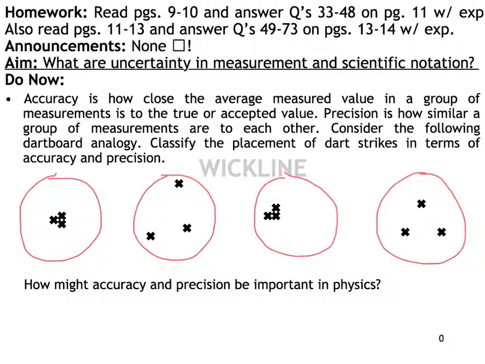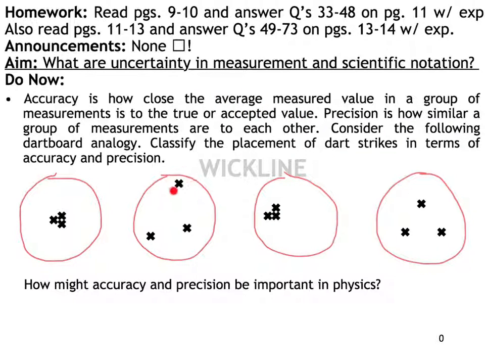Accuracy and precision are actually not really the same thing, even though we use them very similarly in real life. Accuracy is how close the average measured value in a group of measurements is to the true value. If you use a dartboard analogy, then these three darts right here in the center of the dartboard are really, really close to the true value, or the bullseye. So that means that they're averaging out to the true value.